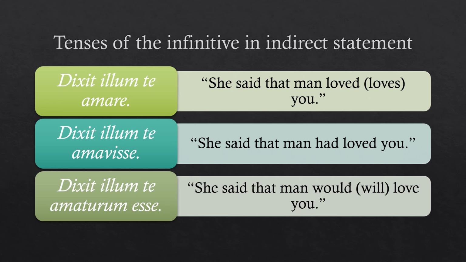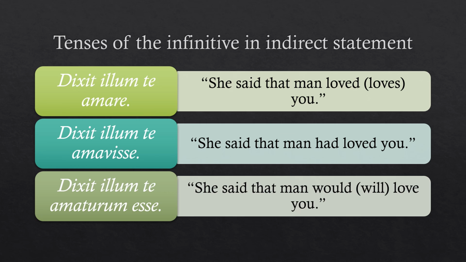Compare with the second exemplum. Here our infinitive is amavisse, which is perfect and thus expresses action that happened prior to the main verb. So dixit illum te amavisse would translate in law-abiding standard English to, she said that man had loved you. In colloquial English, you might translate this sentence as, she said that man loved you.